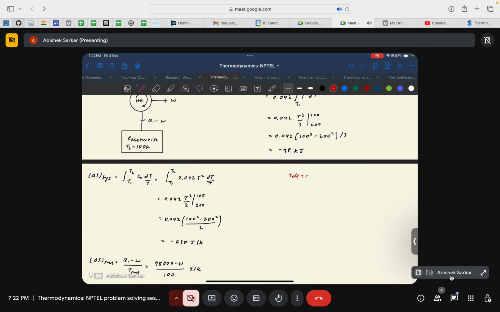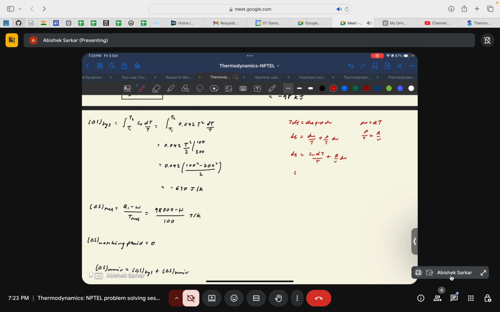TdS is equal to dU plus P dV, or dS is equal to dU by T plus P by T dV, or dS is Cv dT by T plus, since PV is equal to RT, P by T would be equal to R by V, so plus R by V times dV. Or S2 minus S1 would be Cv ln T2 by T1 plus R ln V2 by V1.